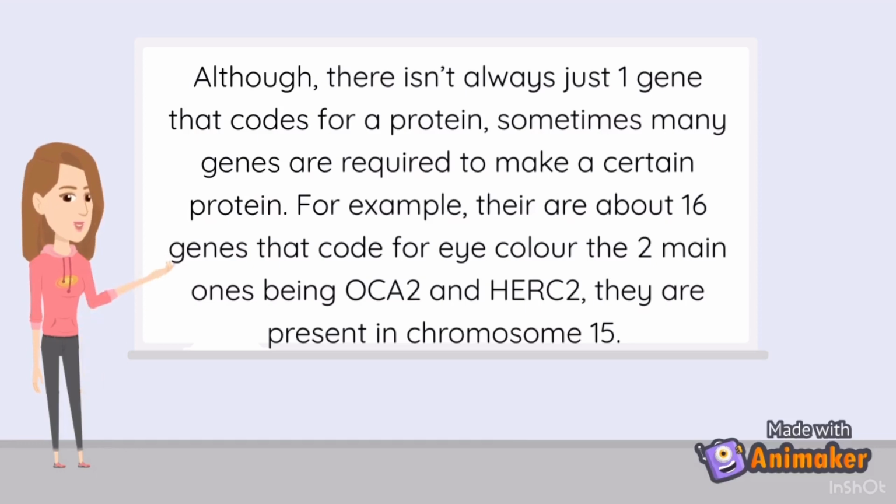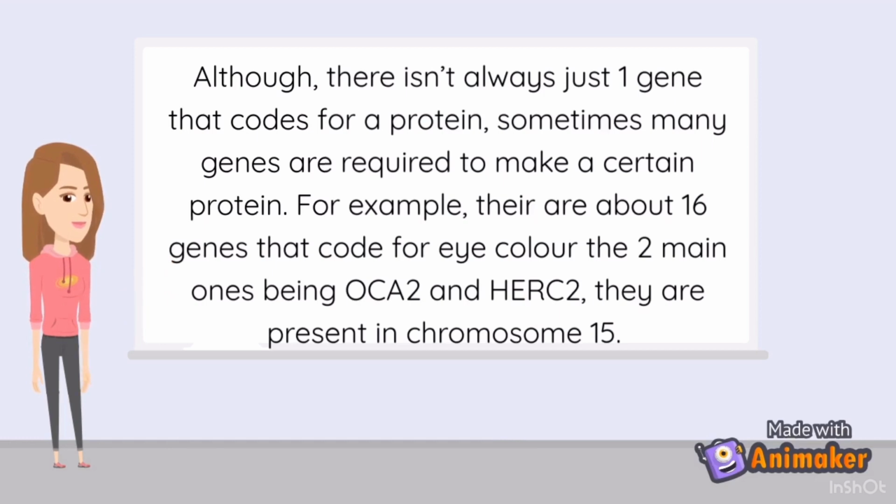Although there isn't always just one gene that codes for a protein. Sometimes many genes are required to make a certain protein. For example, there are 16 genes that code for eye color, the 2 main ones being OCA2 and HERC2. They're present in chromosome 15.